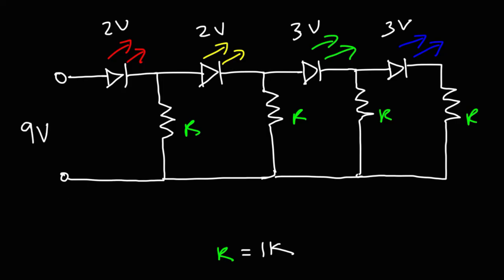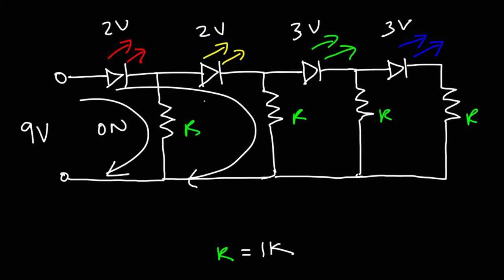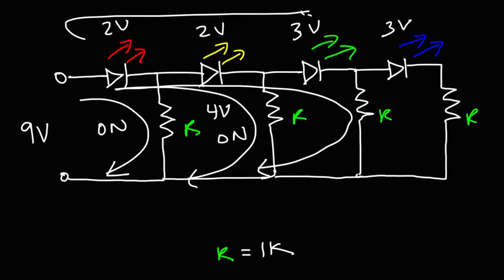Now, what about applying a 9-volt battery? The 9-volt battery will definitely turn the red LED on. As for the yellow LED, the minimum voltage drop is 4 volts. So 9 volts exceeds 4 volts. The yellow LED will be on. The green LED will also be on because the voltage drop to power all 3 of these is 7 volts. 9 volts exceeds that, so that's going to be on.